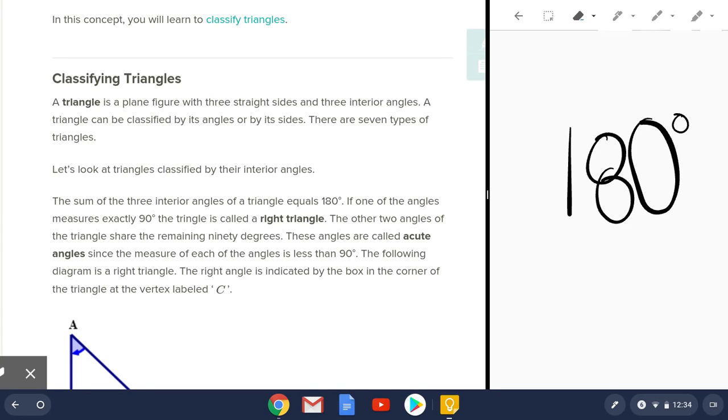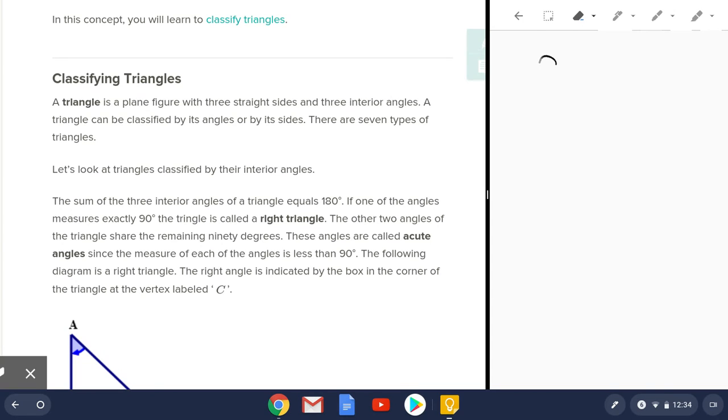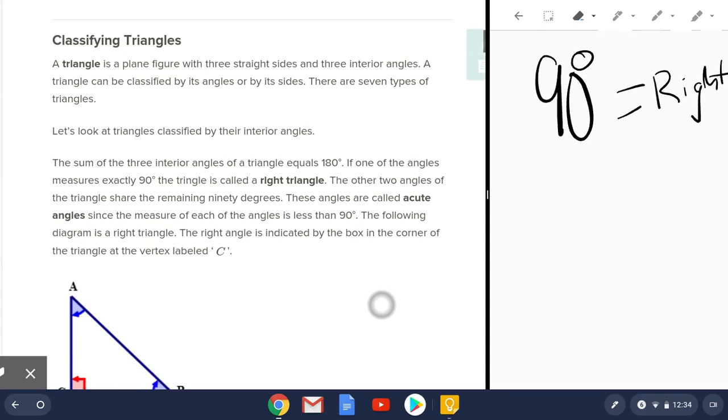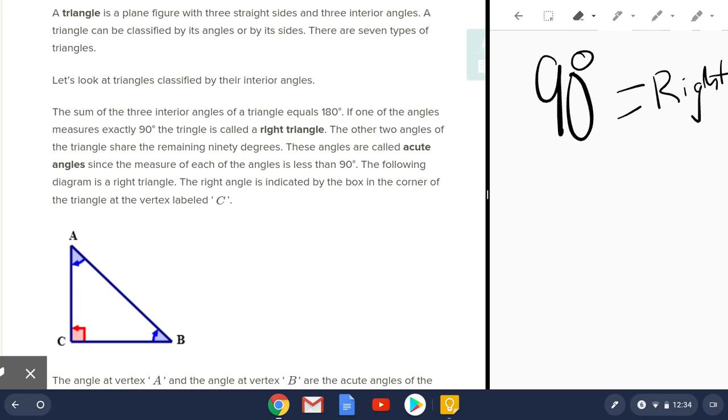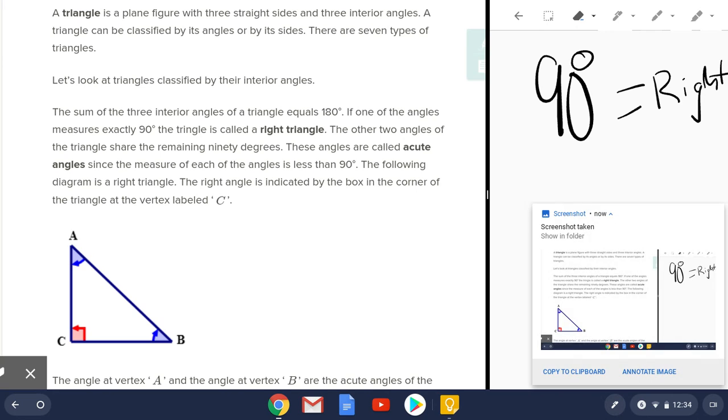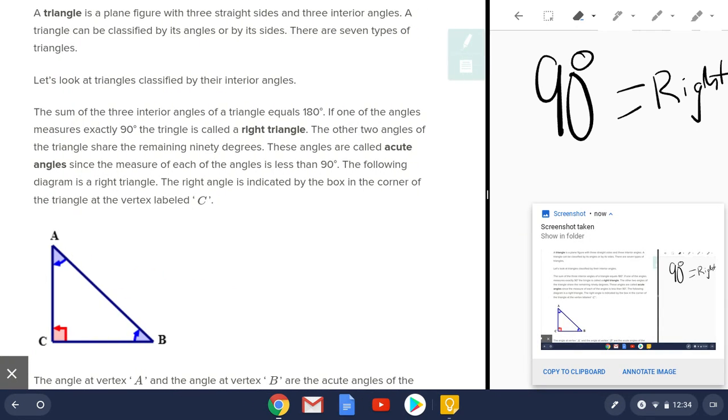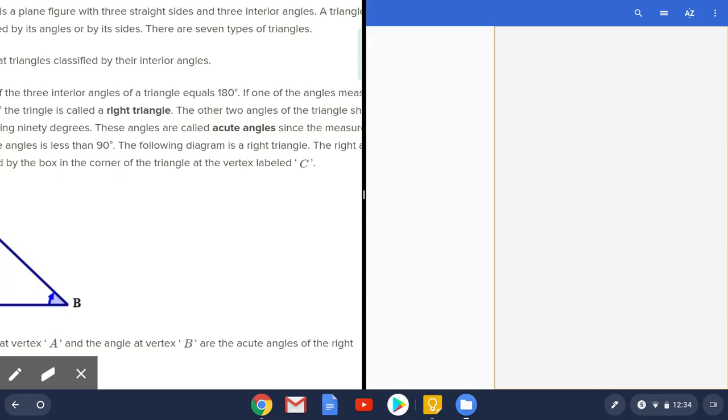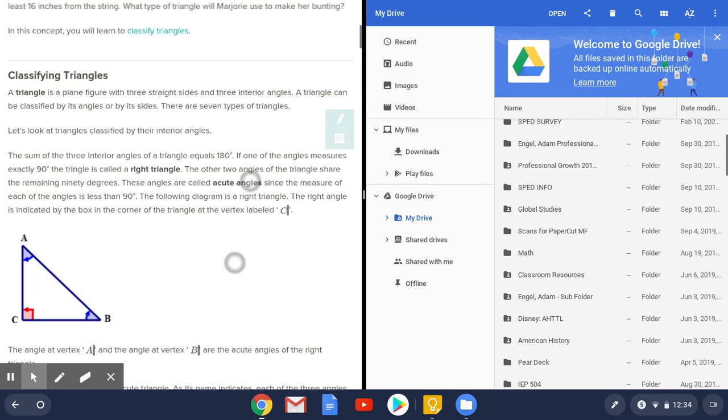If one of the angles measures exactly 90 degrees, then the triangle is right. So if it measures exactly 90 degrees, it's a right triangle. The other 2 angles of the triangle share the remaining 90 degrees. These angles are called acute angles, since the measure of each angle is less than 90 degrees. Do you guys remember that? We had triangles that were, or angles that are acute. Do you guys remember that from last year?